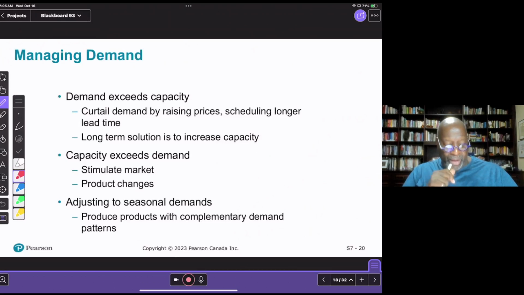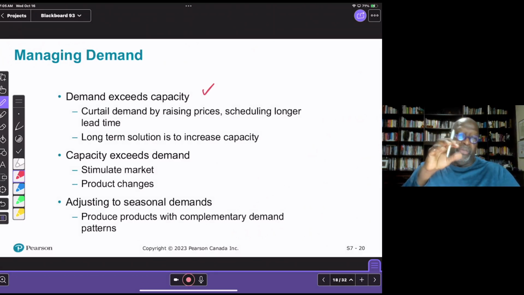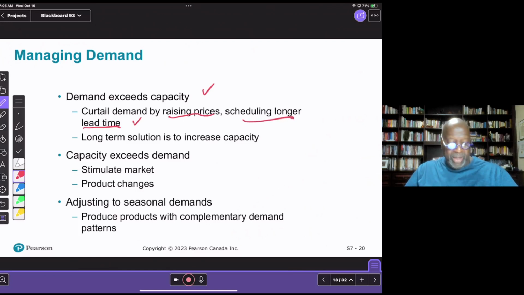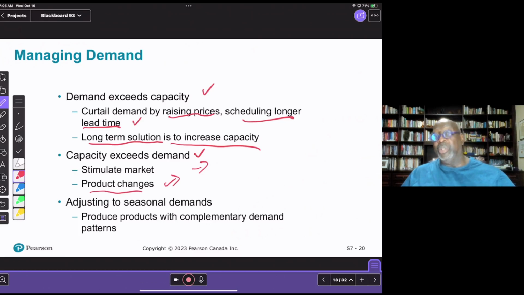So managing demand, one of the things that you can do, so if demand exceeds capacity, in that case what can you do to bring about a matching of your capacity and your demand? You could curtail your demand by raising prices, scheduling longer lead times, and so on. Or you could have a long-term solution to increase the capacity. If your capacity exceeds your demand, then you could try to stimulate market demand through advertising and so on. You could do some product changes, or in some cases, if your capacity is flexible, you could actually use the excess capacity to produce something else. All right.